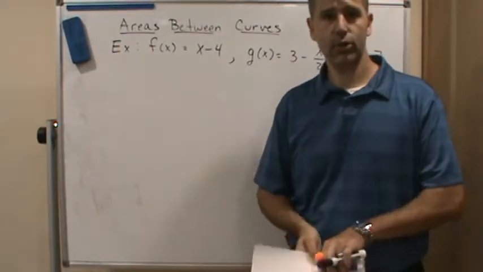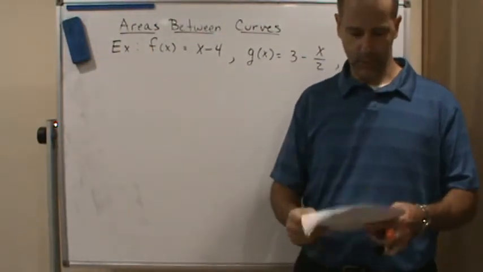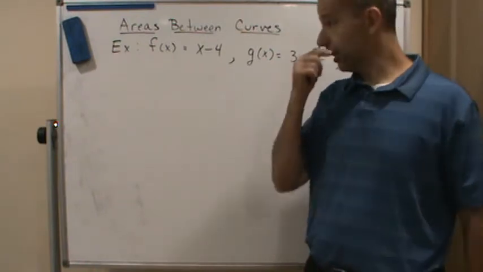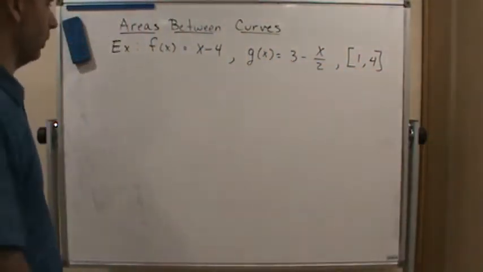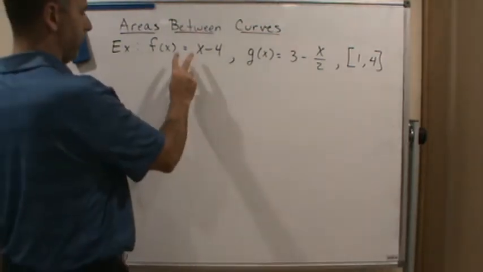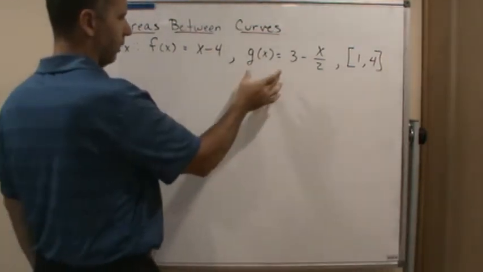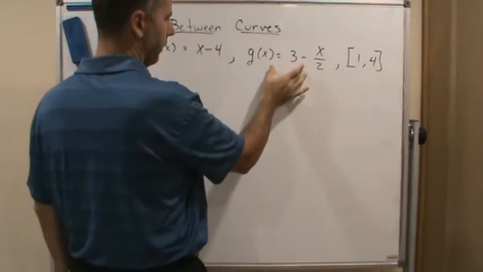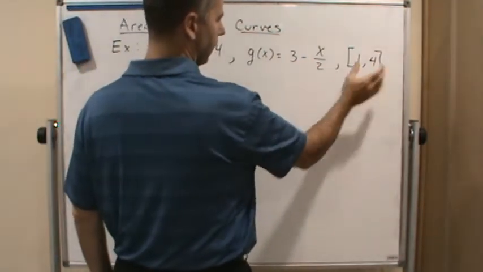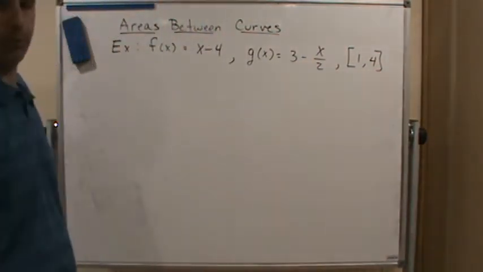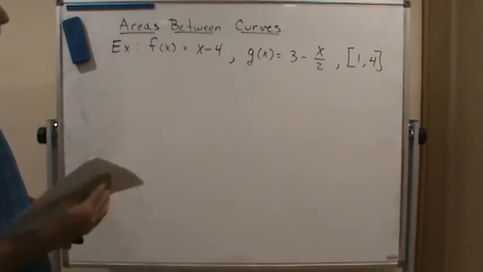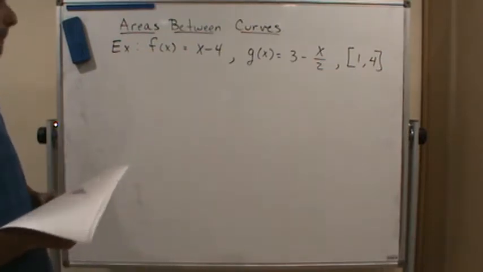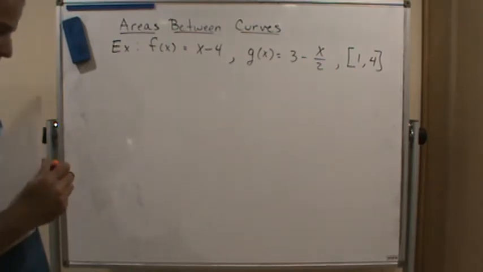Okay, so let's do our first example here. This is going to be for finding the area between two curves. Let's say that we're bounded from above by this function, bounded below by this function, and our closed interval that we're interested in is from 1 to 4. We want to find the area of the region bounded by this.